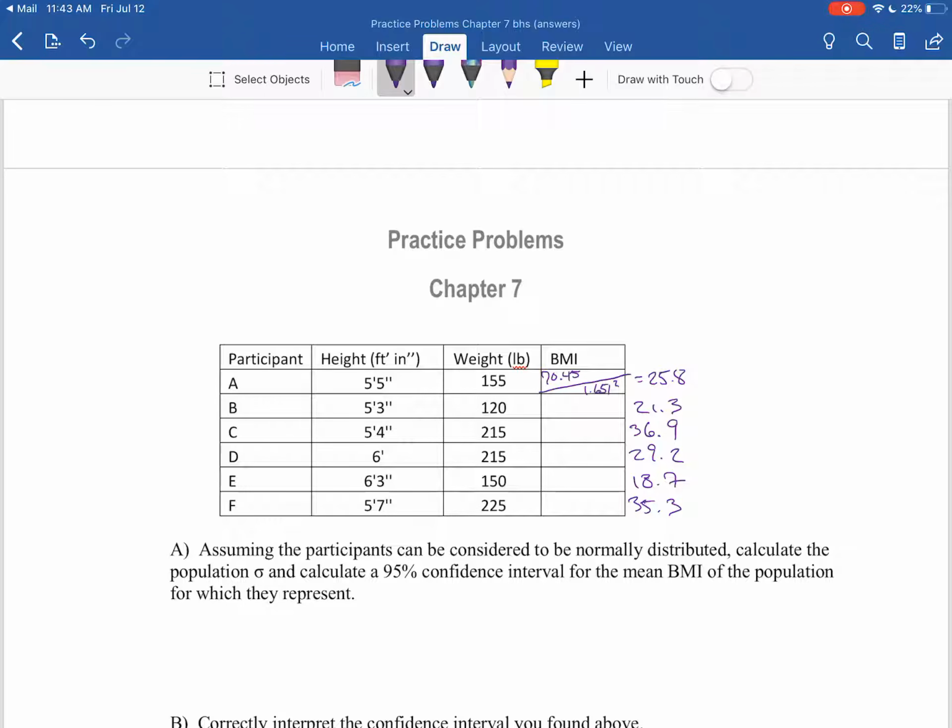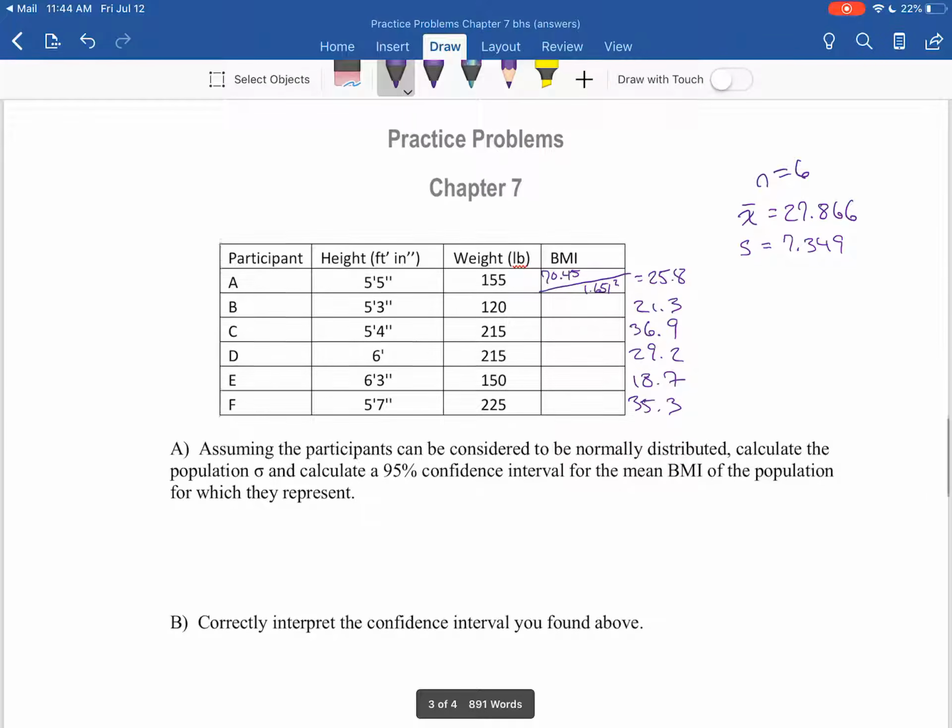Other things we were given in this problem is n is equal to 6. When you have your new whole BMI set, you're going to get your x bar, your average of your BMI. Remember, use technology, use things around you, be able to calculate your standard deviation here. Remember, since we're given a sample, we're calculating the standard deviation of the sample here. Of this sample, it's going to be 7.349. So make sure you use technology to help you get some of the answers that you're looking for.